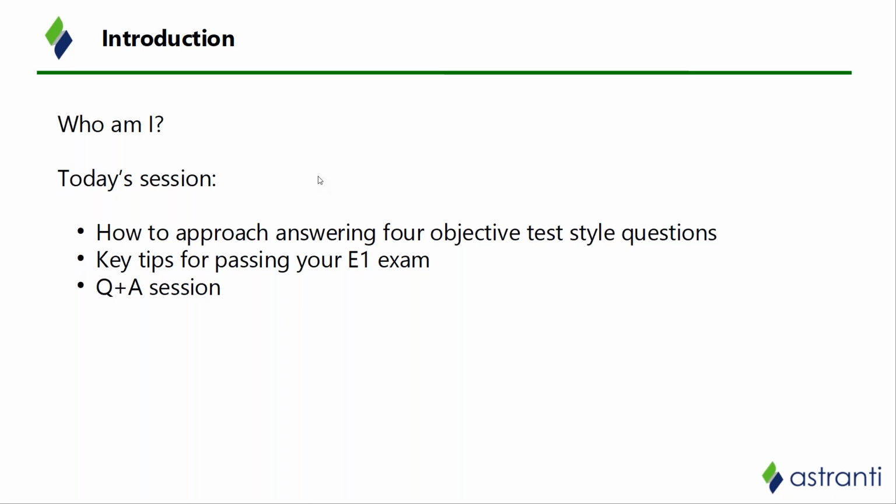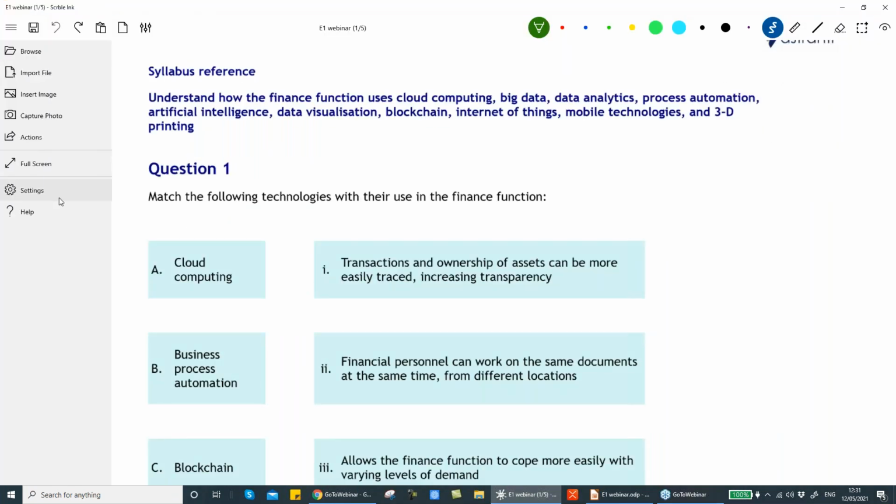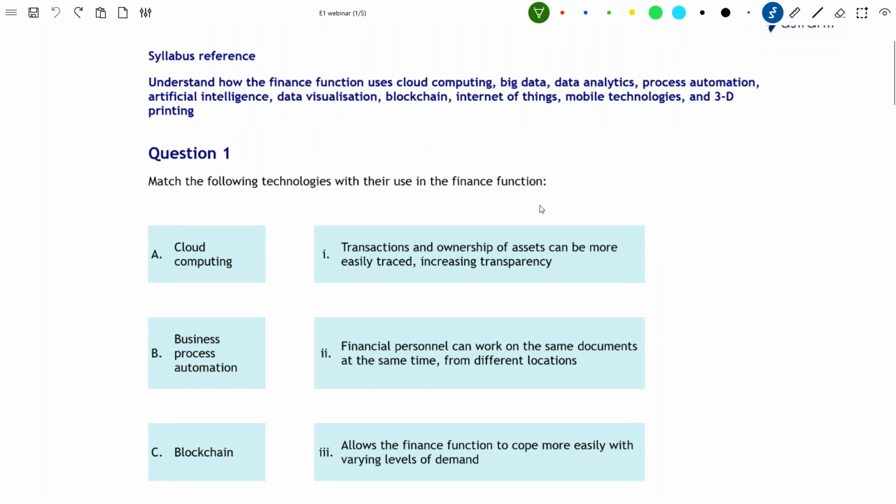Okay, so now I'm going to switch across to the first objective test style question for today. At the top, I've provided you with a syllabus reference, and you're not going to be provided with this in your exam. This is just to show you how this question relates to the CIMA syllabus, as well as give you an idea of the breadth of topics that could be tested in your E1 exam. As you'll see as we move through the later questions, the CIMA syllabus is very diverse for E1, and there's lots of different topics that could be tested.